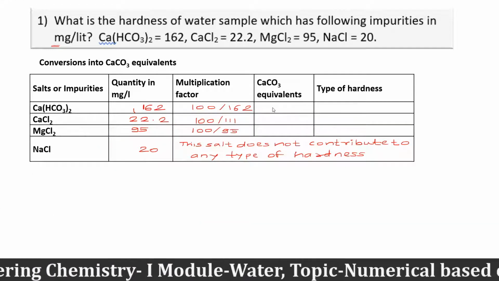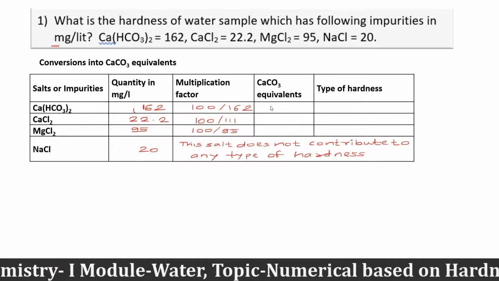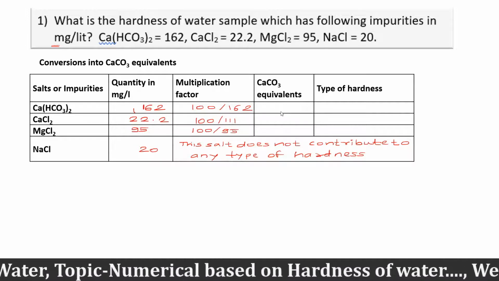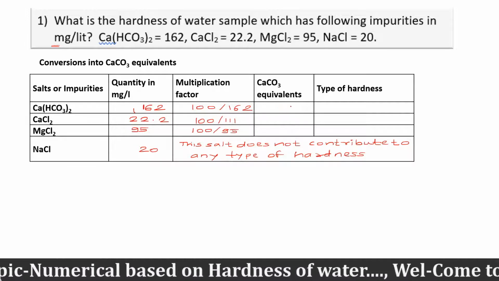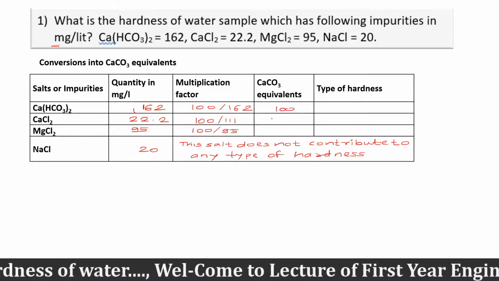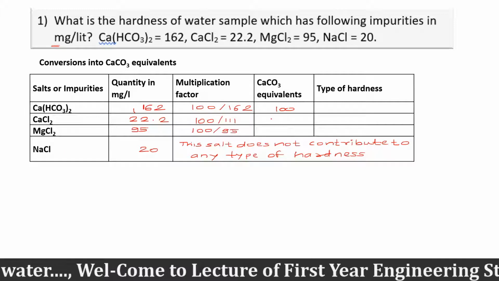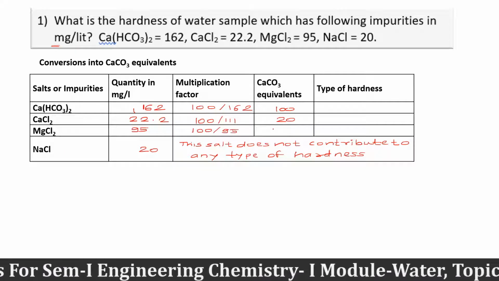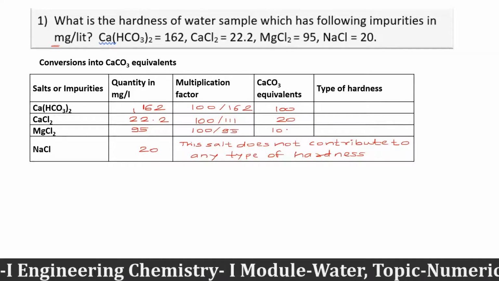The next, calcium carbonate equivalent. So 162 into 100 upon 162, it becomes 100. Then second, 22.2 into 100 upon 111, it is 20. And next is also 100.